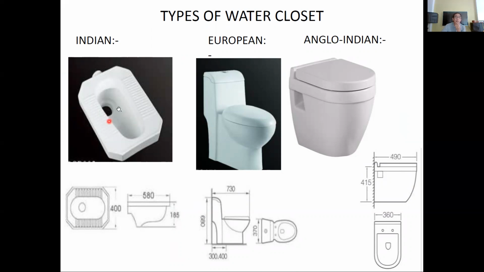This is the Indian type, in which the water closet is flat on the floor. This is the European type of water closet, and this is the Anglo-Indian type of water closet. So now you know the different types of water closet. It will depend on the location or the country. If you have a client who is Indian, most likely he will request an Indian type of water closet.